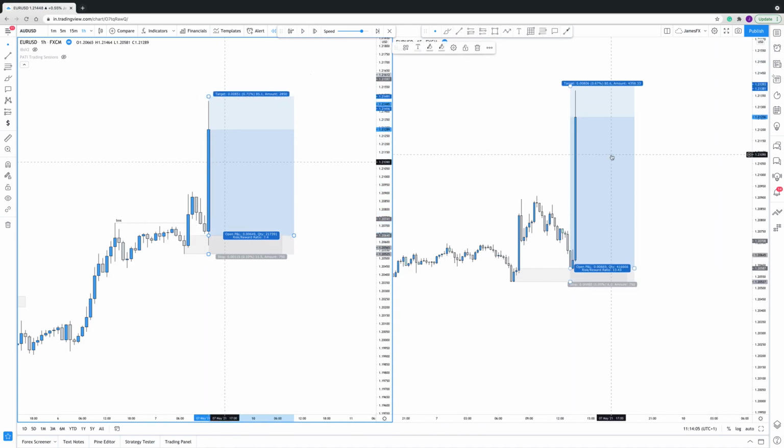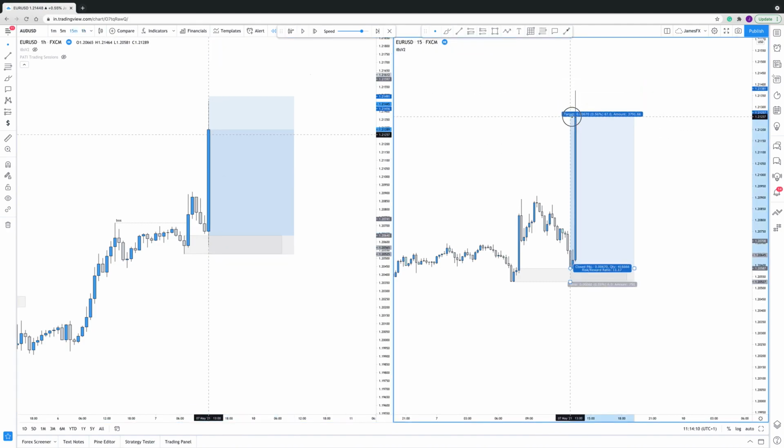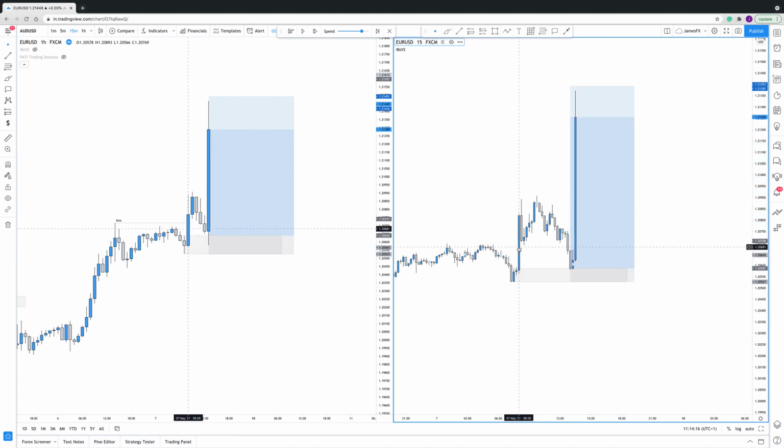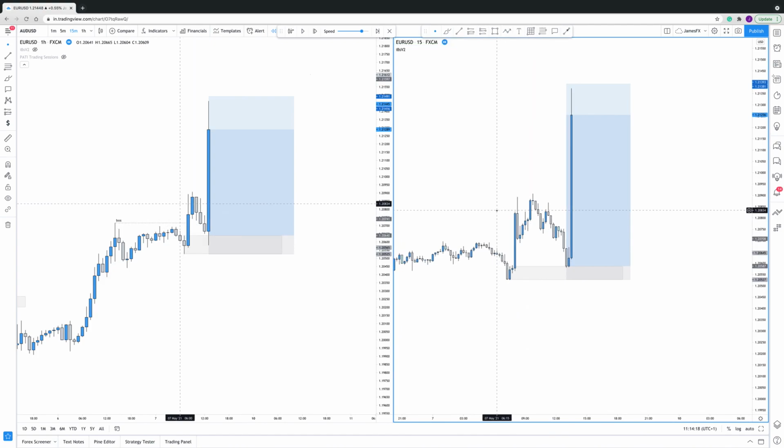So you can see we've pretty much doubled our return just by understanding refinement and how we can be more precise. So can we take this even a step further?